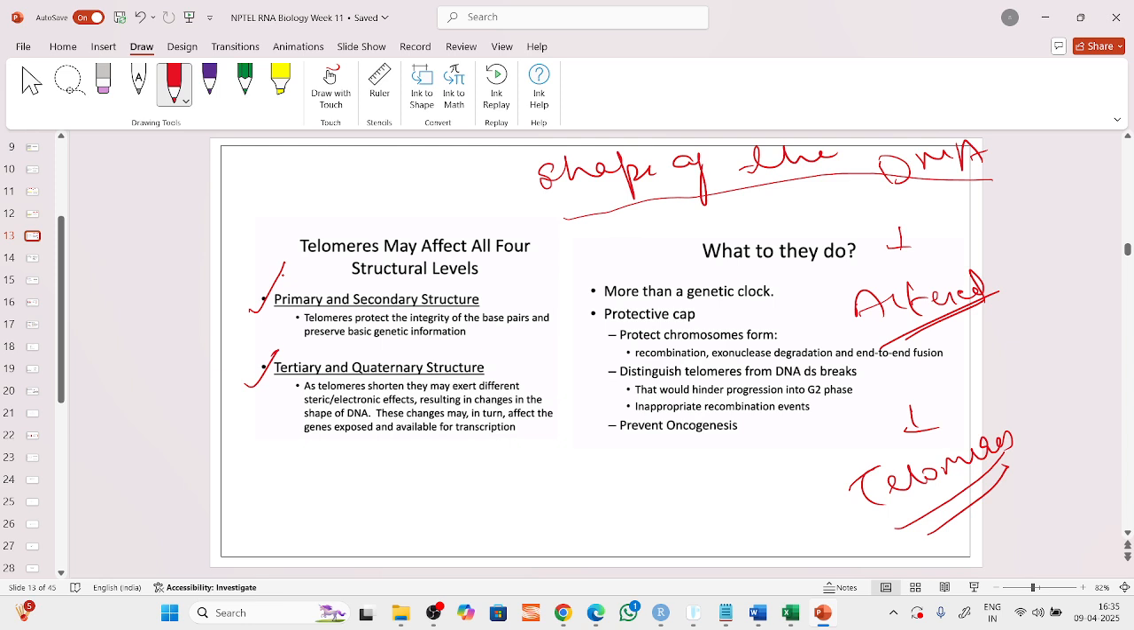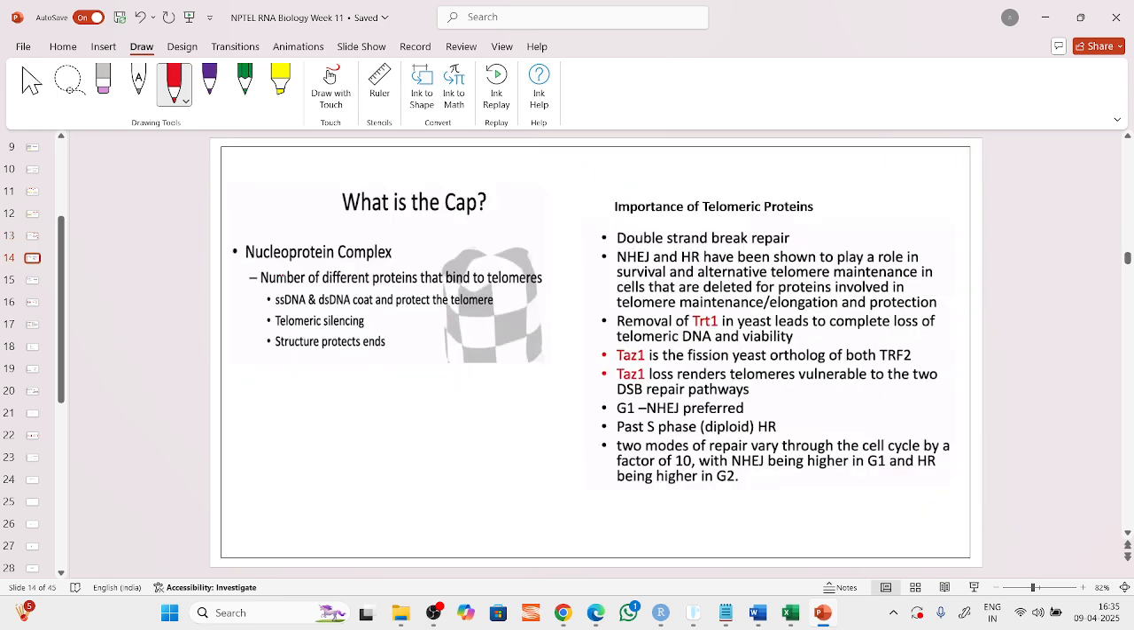So telomeres are more than a genetic clock. Genetic clock means that telomeres not only decide how much time a cell will survive, but it is not just a genetic clock. It is a protective cap. It protects the chromosome from recombination, exonuclease degradation, and end-to-end fusion. It distinguishes telomeres from DNA double-stranded breaks, and it prevents oncogenesis. So all these things are happening with the help of telomeres.